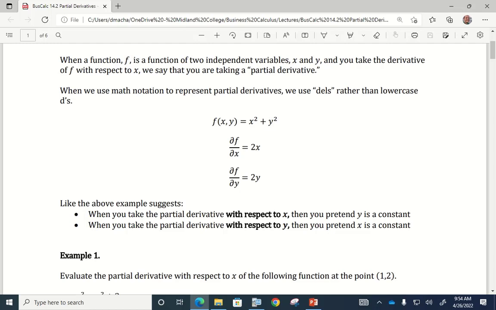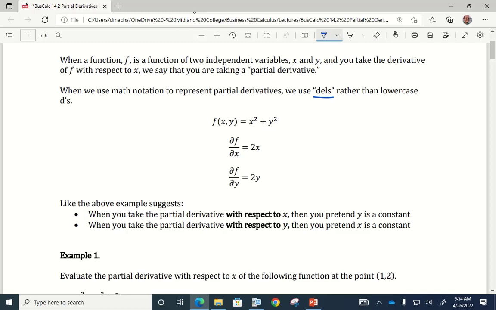So this little symbol right here, we're going to call it a del. It's del. And it's kind of like a Greek lowercase letter delta, except really the Greek lowercase letter delta is like that, and this is like that. So I don't know. It's just a weird symbol that we introduced for partial derivatives.